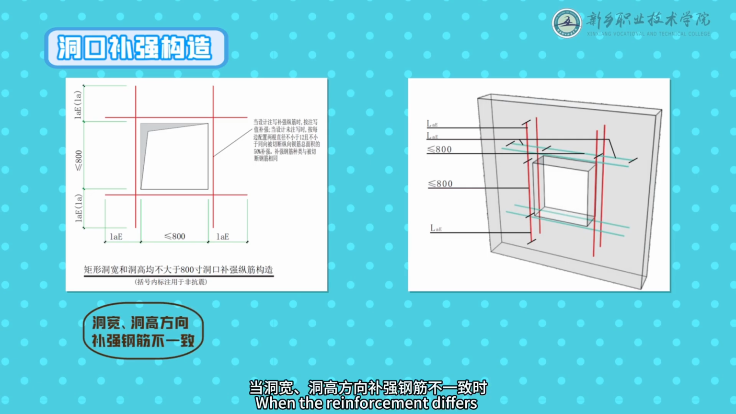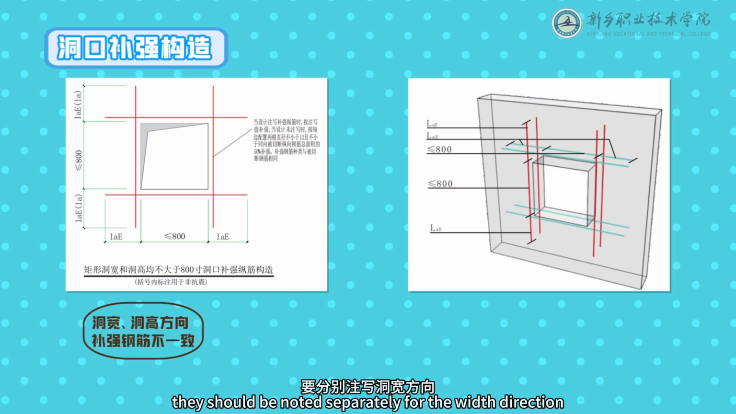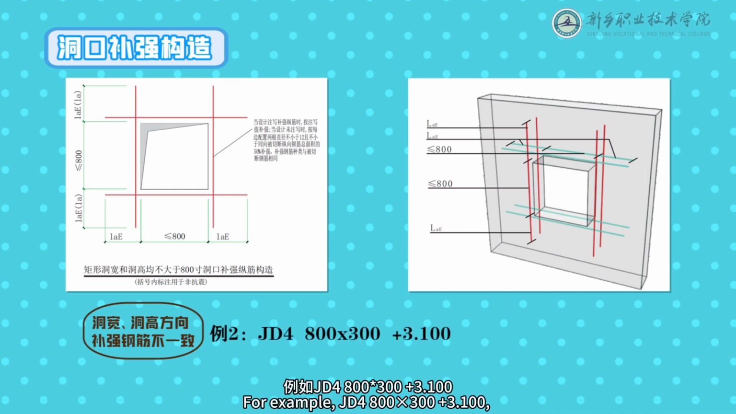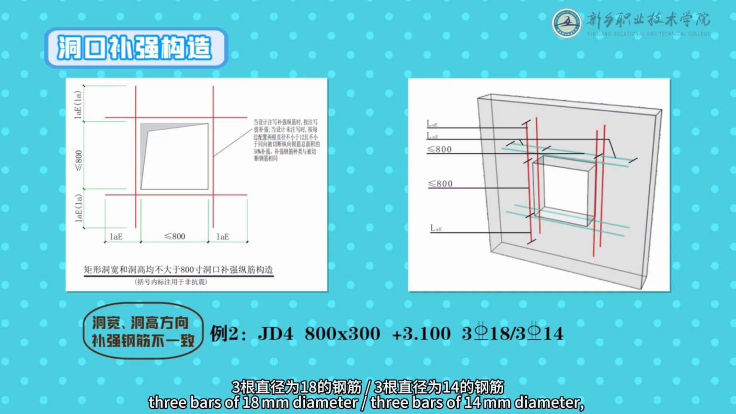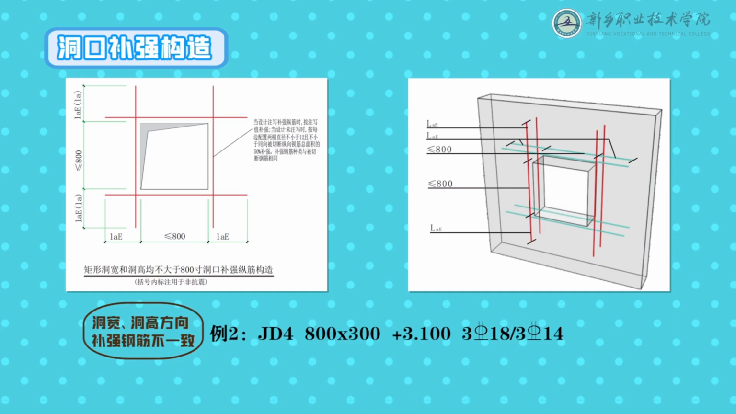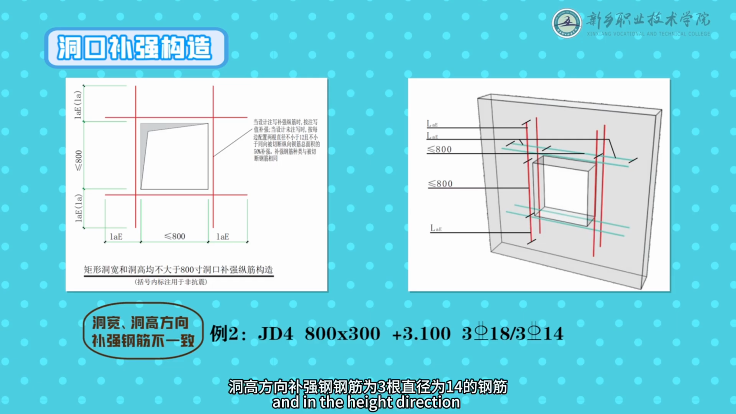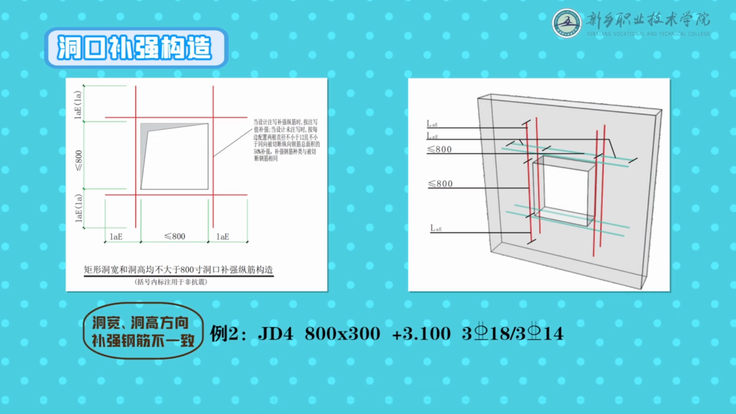When the reinforcement differs between the width and height directions, they should be noted separately for the width direction and height direction with the two values separated by a slash. For example, JD4, 800 by 300, plus 3.100, 3 bars of 18 millimeters diameter, 3 bars of 14 millimeters diameter, indicates that the reinforcement in the width direction consists of 3 bars of 18 millimeters diameter, and in the height direction consists of 3 bars of 14 millimeters diameter.